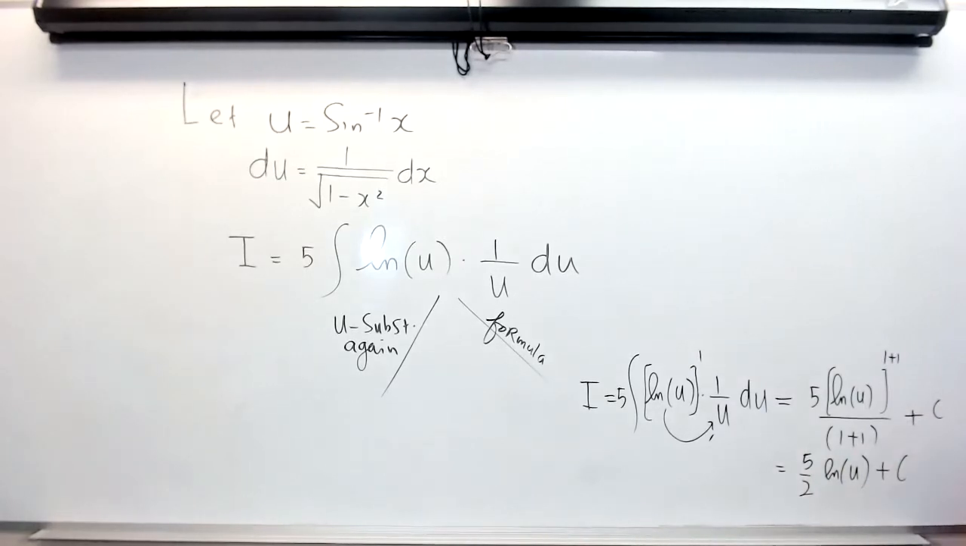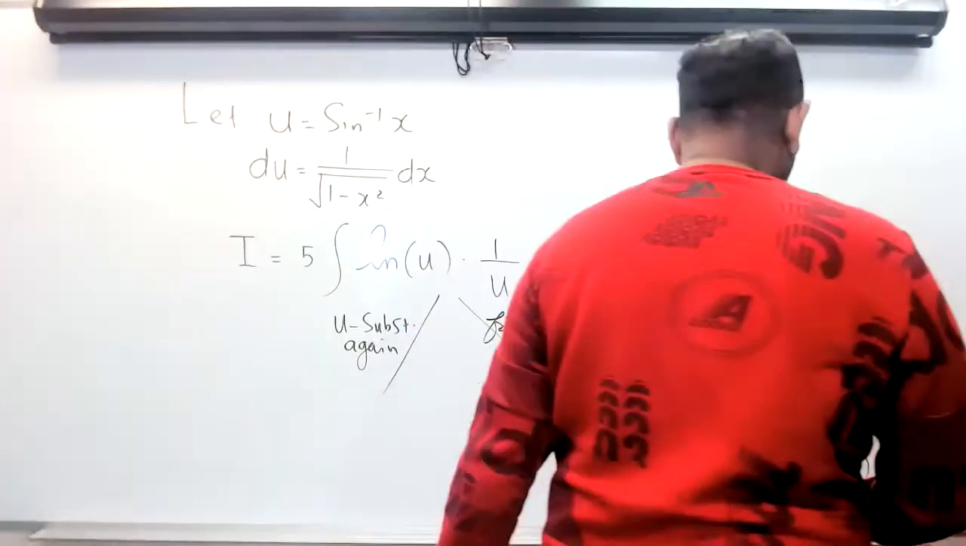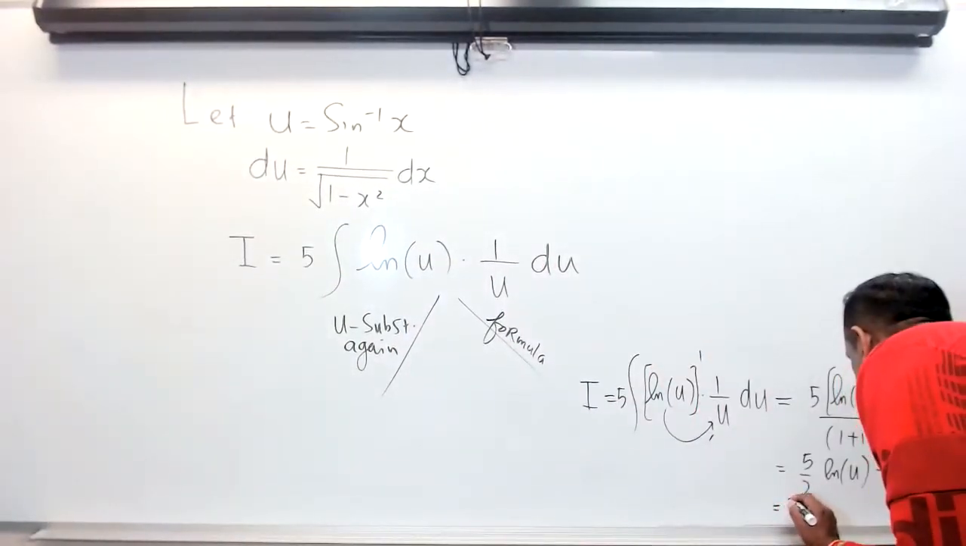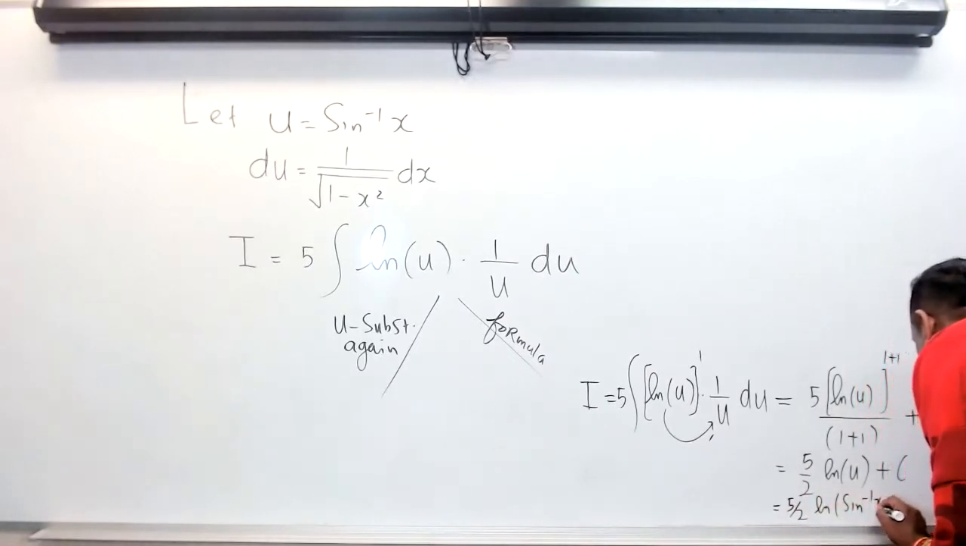See, plus c. Then you can easily replace it by whatever you assumed in the beginning. I'm going to write here phi over 2 ln sine inverse x plus c. See, you get the same answer.